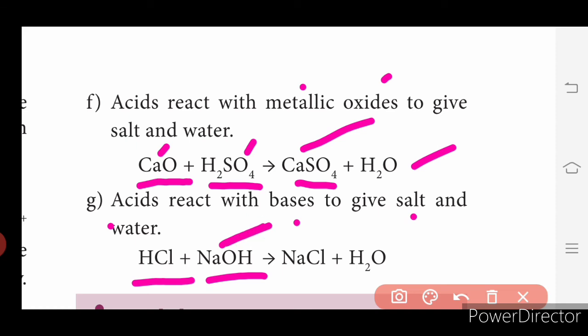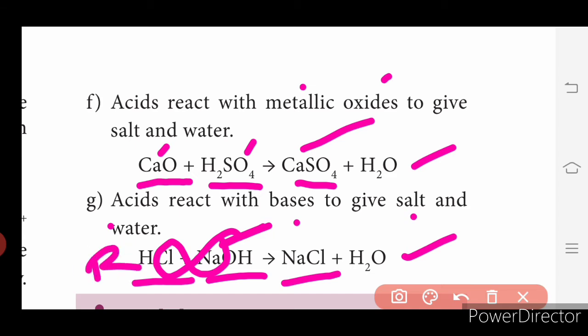If it is asked in a 1 mark or 2 mark question to write an equation of an acid when it combines with a base, you can write this formula, NaOH, and you can write the equation. So sodium chloride, this Na gets combined with this Cl. Sodium chloride and H2O. These are the products. So these are the reactants and these are the products.